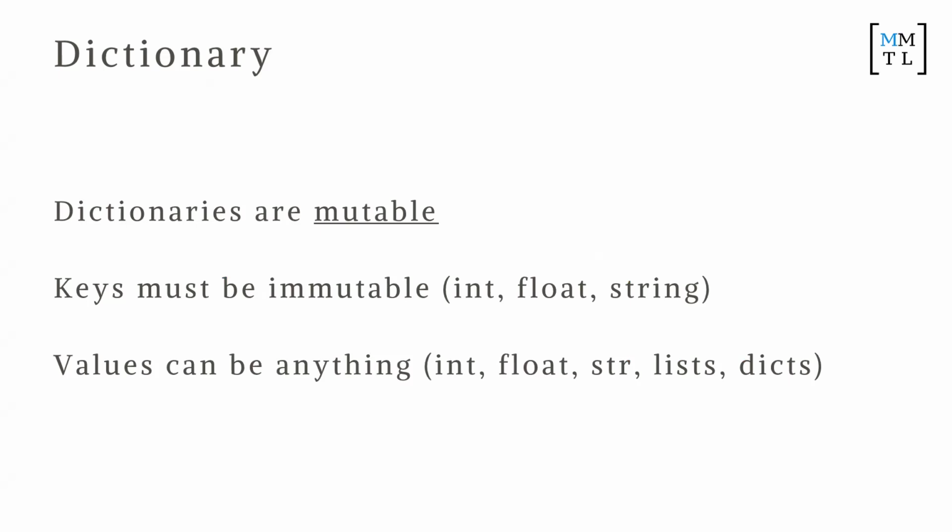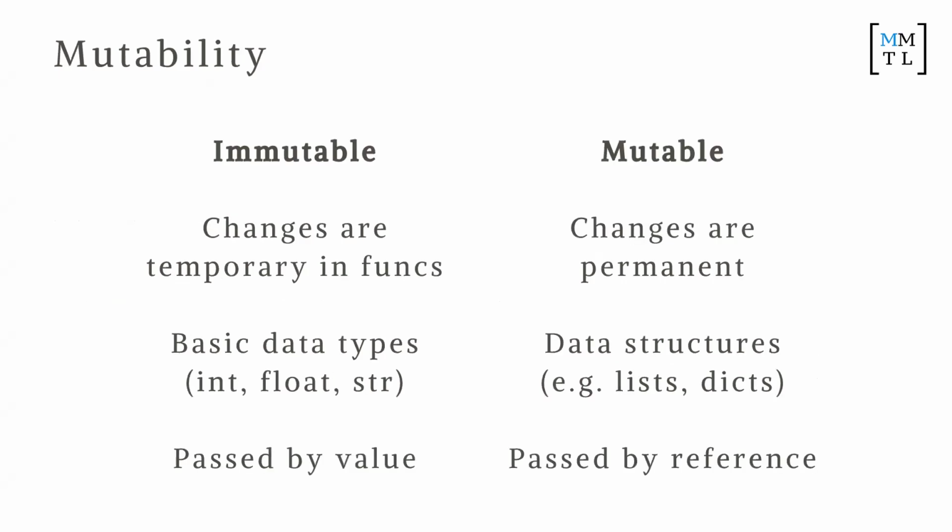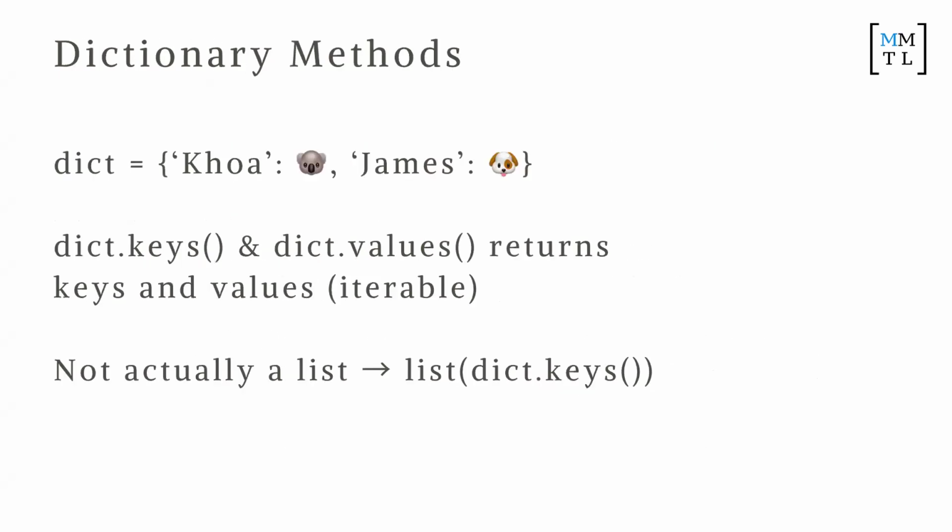Okay, now keys have to be immutable objects. So the only acceptable keys are ints, floats, and strings. Values can be literally anything. So your value might be a dictionary itself, might be a list itself, it might be an int, float, or string. Okay, so that's a really important distinction. Keys have to be basic types. Values can be either basic types or complex data structures.